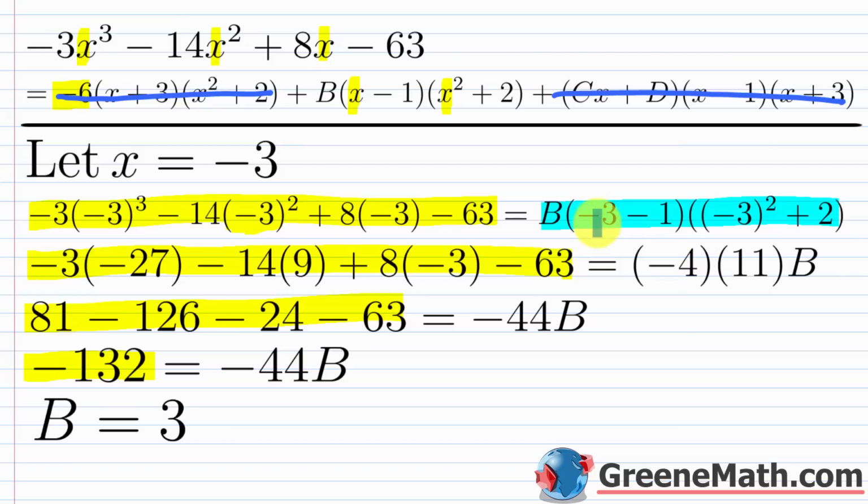On the right side, negative 3 minus 1, that's going to be this negative 4 here. Negative 3 squared, again, that's wrapped in parentheses. That's positive 9. 9 plus 2 is 11. So you get negative 4 times 11 times b. That's negative 44b. So now we can just divide both sides of the equation by negative 44, and we get b is equal to 3.